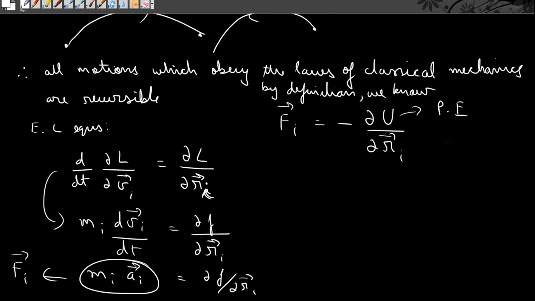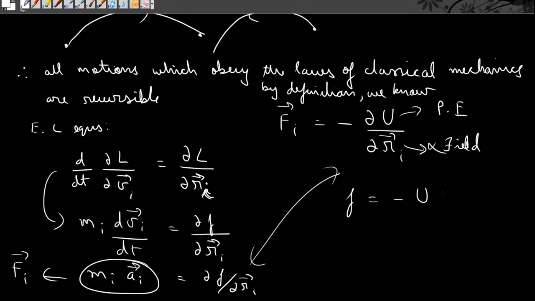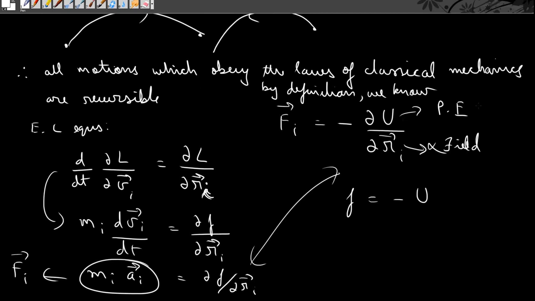Okay, so this actually gives the field, which is defined as the force acting on a test particle. Okay, but more on that later. So this is actually proportional to the field. Okay, so this is by definition, and therefore if we compare these two, we see that f must be equal to minus u, and of course this potential energy is actually a function of all the positions, not just ri, all r1, r2, and so on.